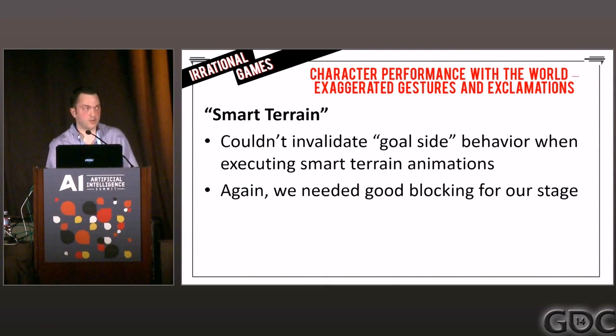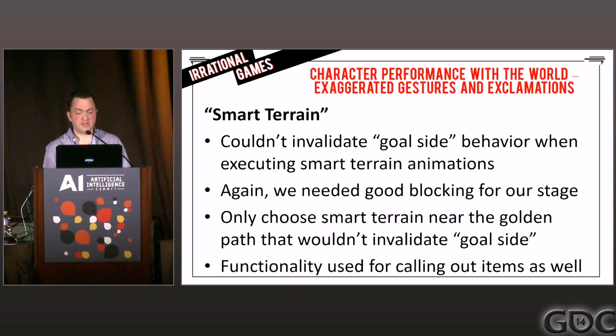down. So we couldn't have her invalidating the goal side behavior and running off to do an interaction that would take her far off the path to the next goal. Again, we needed good blocking. To achieve this, we added additional functionality to only choose smart terrain that was near the golden path, but was close enough to the path that she could remain goal side.